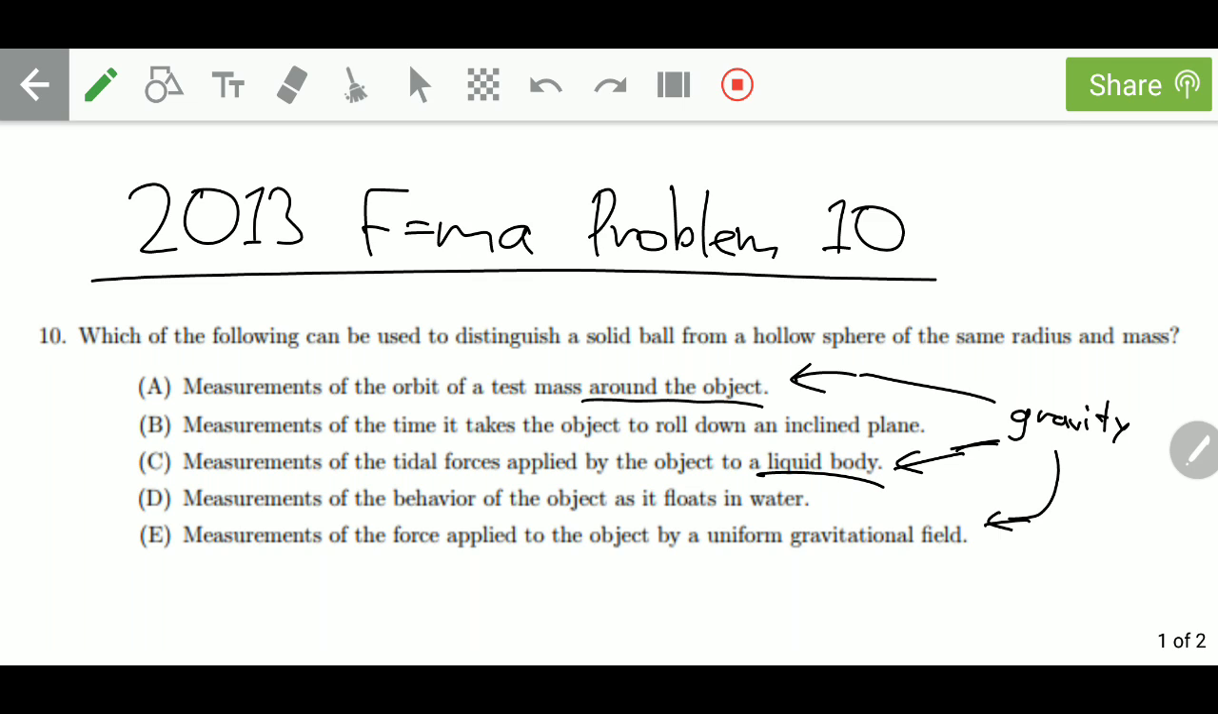And you can see measurements of the force applied to the object by a uniform gravitational field. And so that would be the forces of gravity acting on that object. Well, it has the same mass, and it would still have the same center of mass, and so really nothing would change for a uniform gravitational field. So these are automatically ruled out.